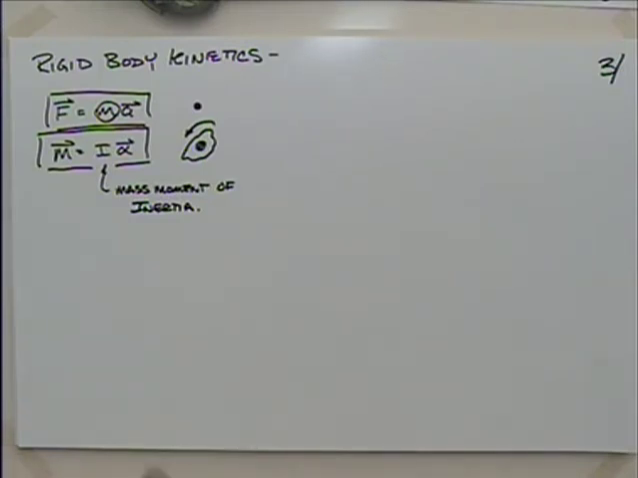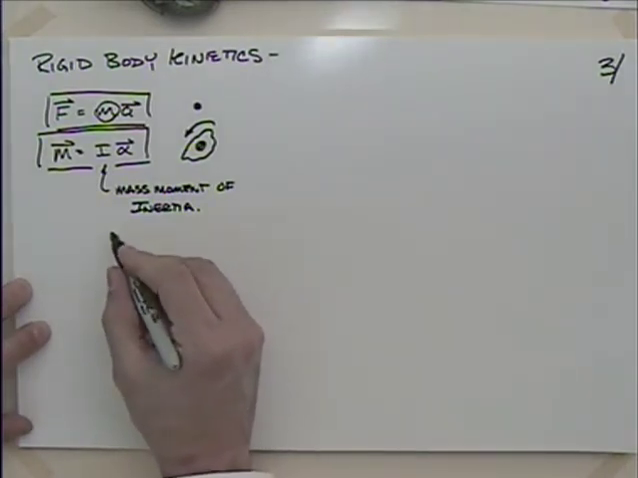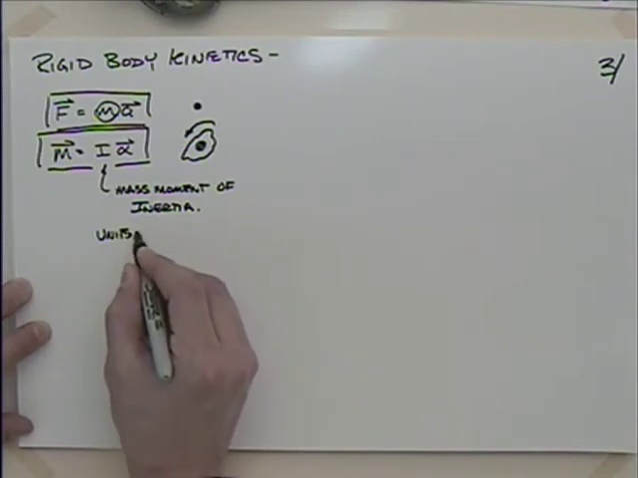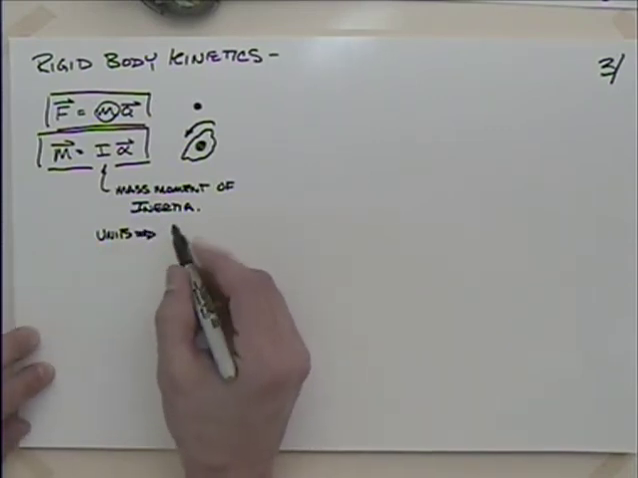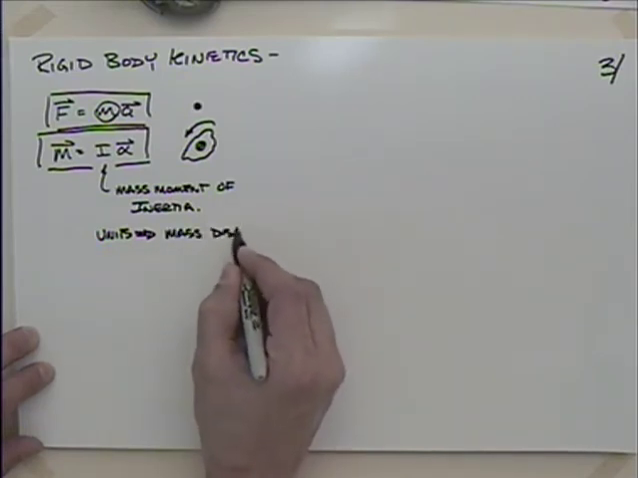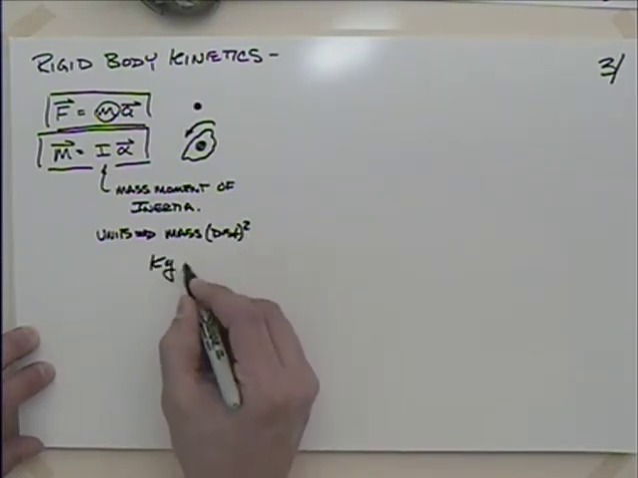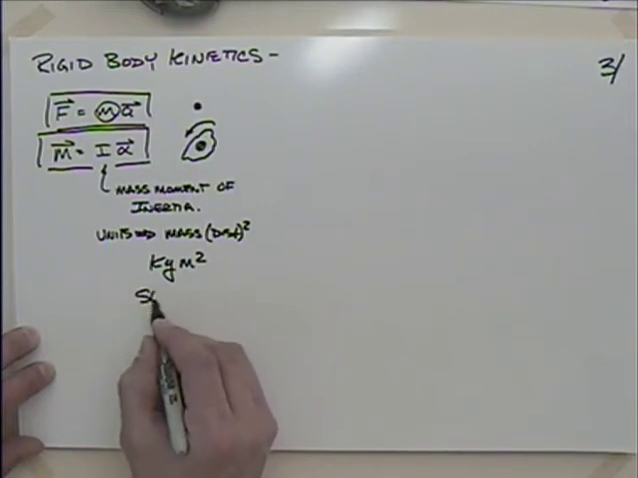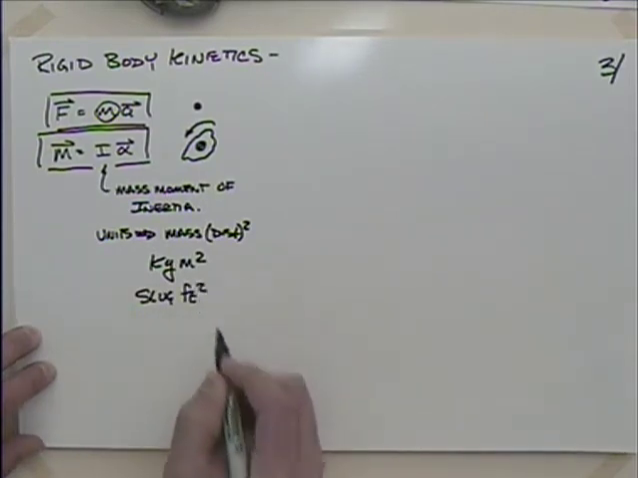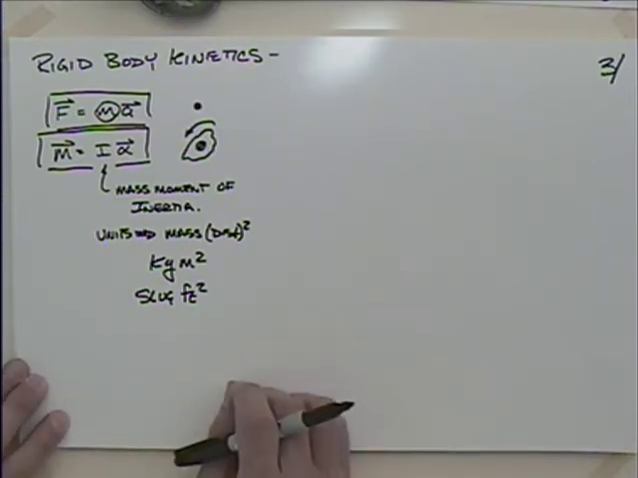Now, let me say what the units are. It's kind of spoiling the surprise here maybe, but the units on this are going to be mass times distance squared. Okay, so some really common units would then be kilograms meters squared, or slugs feet squared. You can put inches and things in there, you have to be careful of that, but those are a couple real common ones. So what this really tells you is how some mass is distributed around some centroidal axis.